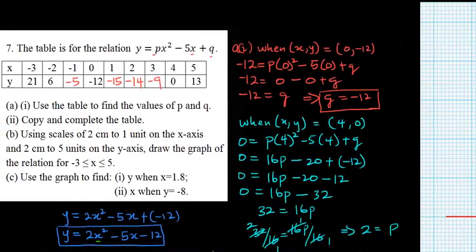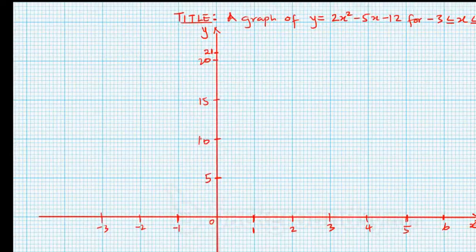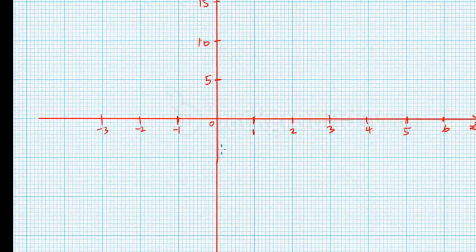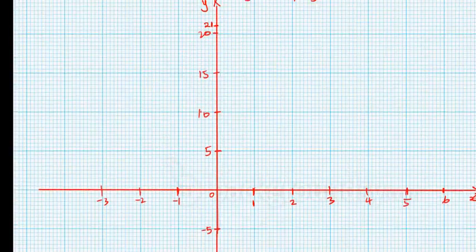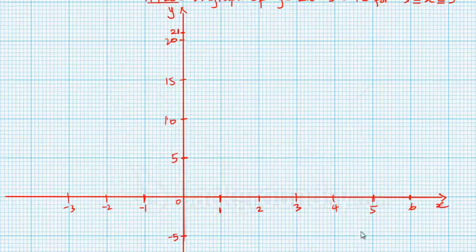Now on the y-axis, the highest negative is minus 15. So we must get to minus 15. We are told to use 2 centimeters to represent 5 units. So this will be minus 5, minus 10, then minus 15. Then we can stop there. So let's draw our graph now.